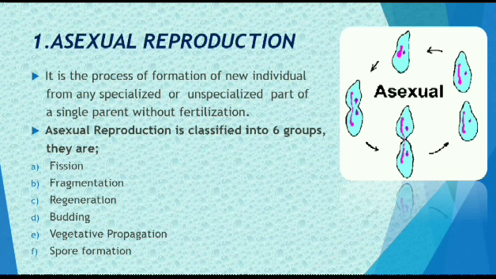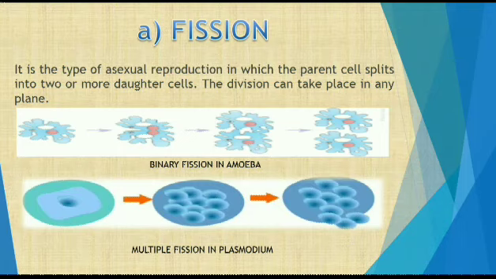Number one is fission. Fission means breakdown, broken. Fragmentation is also broken. Then regeneration, let's see what will happen, then budding, vegetative propagation, and the last one is spore formation. Now come to the first one, fission. Fission means breakdown, just broken down. Fission is basically of two types: number one binary fission and number two multiple fission.